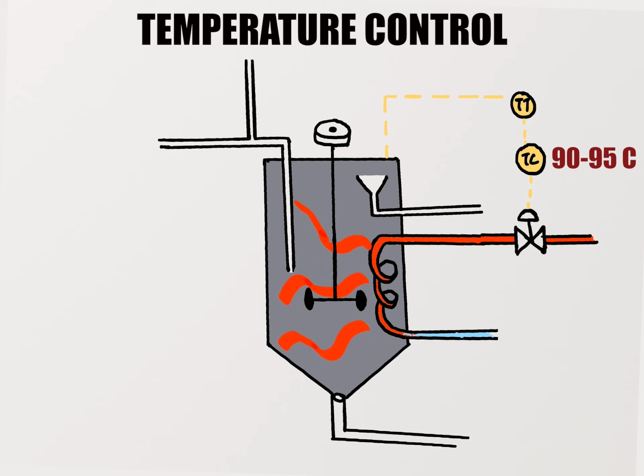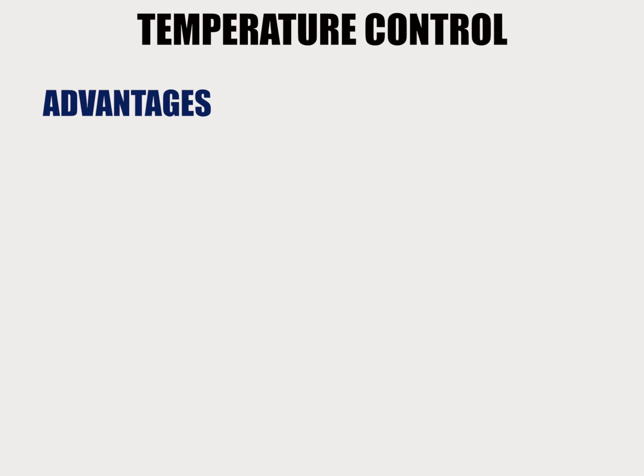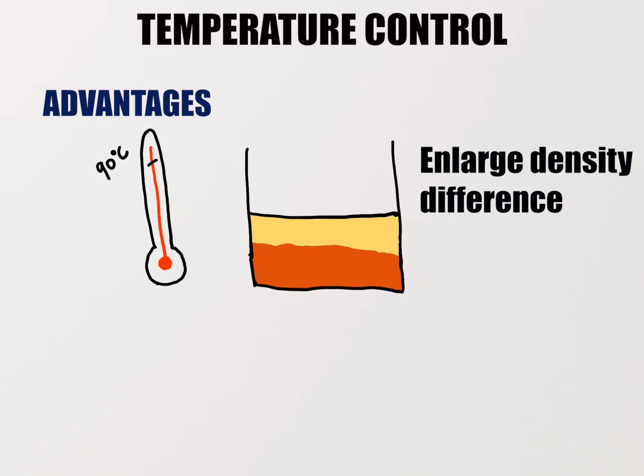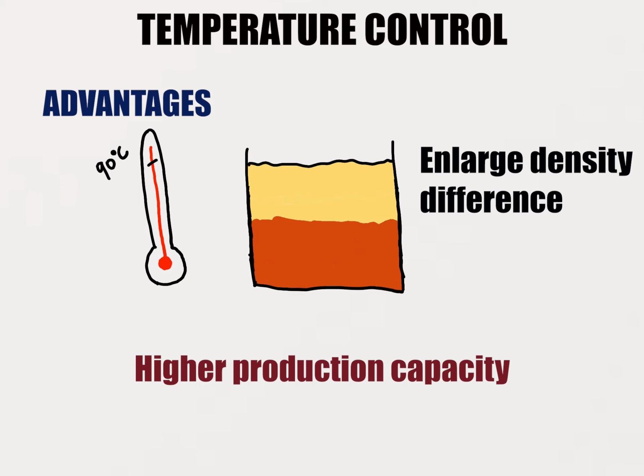The error signal will be transmitted to a control valve to adjust the inlet flow rate of the steam. When the temperature is higher than the set point, the flow rate of the steam at the inlet will decrease. This control system is able to ensure that the temperature of the mixture remains at 90 degrees Celsius. This is the optimum temperature to enlarge the density difference of the oil and sludge to achieve separation within the detention time. Hence, this will allow a higher production capacity.